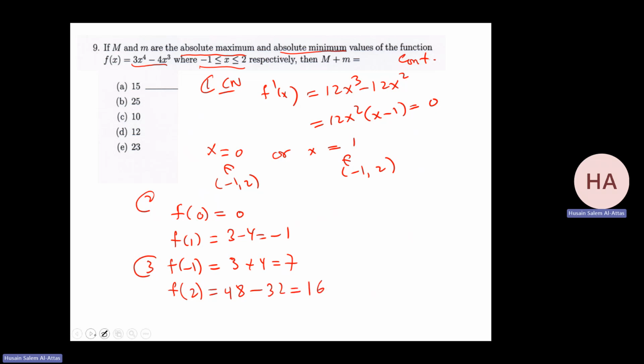and that will be 16. So what will be the absolute maximum? This will be the absolute maximum. He called it capital M. So capital M is 16, and this is the absolute minimum, very clear, which is a small m. What he wants, capital M plus small m, is 16 minus 1, and that is 15. So that will be the answer.